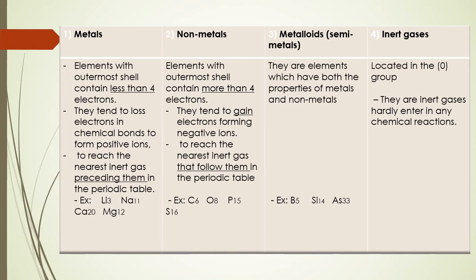Number 3 is metalloid. Metalloid is called semi-metal because it has properties of both metal and non-metal. Okay, inert gas, the last one, is located in group 0. The inert gas is inactive during chemical reactions, so it's called inert gas.